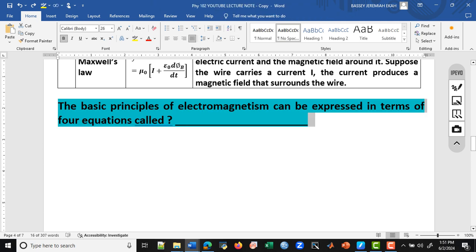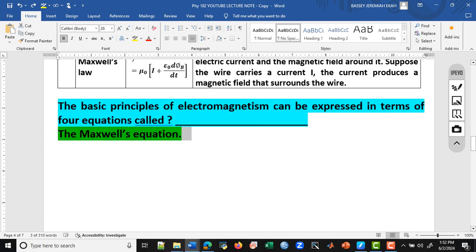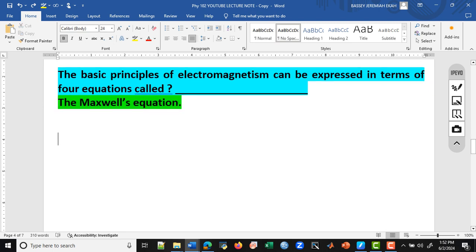Let's look at this question. The basic principles of electromagnetism can be expressed in terms of four equations called what? We have already explained that, so the answer is Maxwell's equations. Alright, let's move forward.